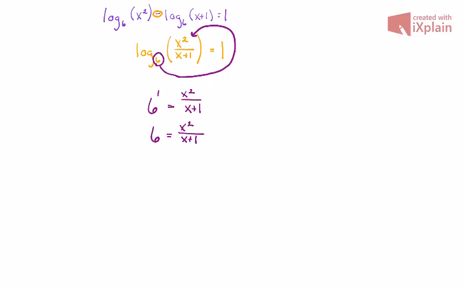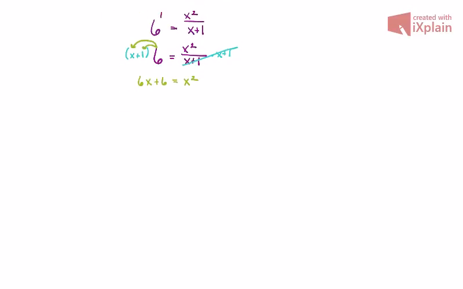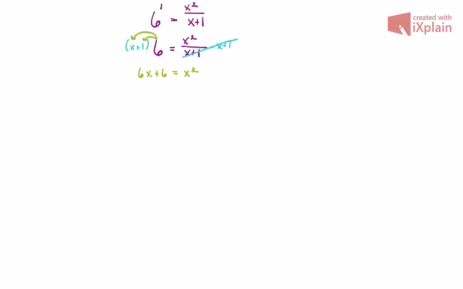Now I'm going to get everything on the same playing field. So I'm going to multiply both sides by x plus 1 to clear that denominator out. On the next line, I'm going to already distribute this out. So I'm going to have 6x plus 6 is equal to x squared. Hopefully you're seeing something take shape here, and if you don't, this will hopefully put everything into perspective.